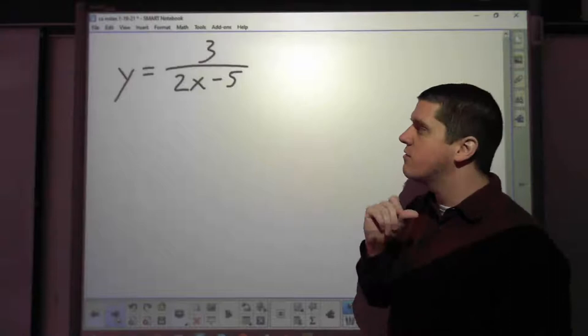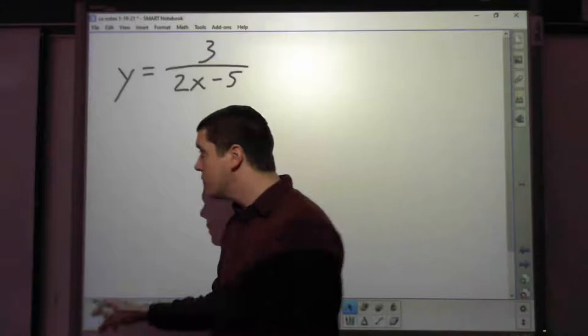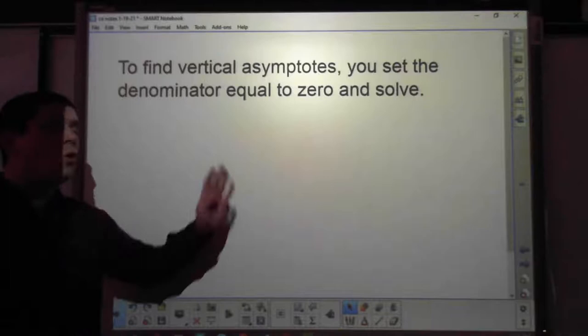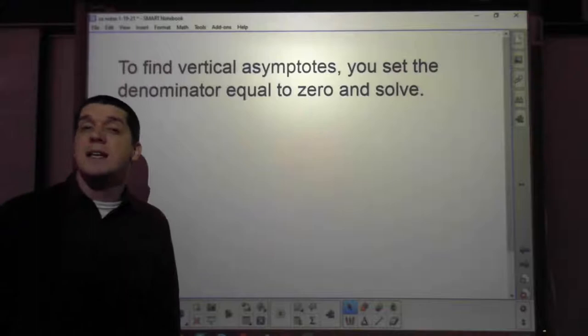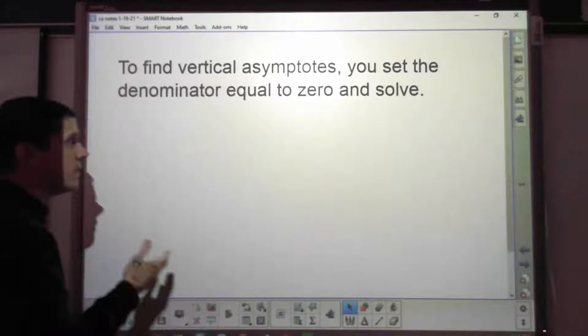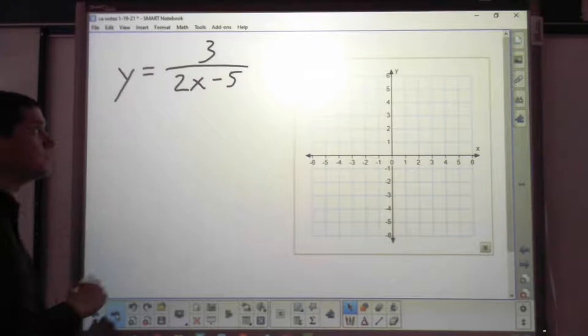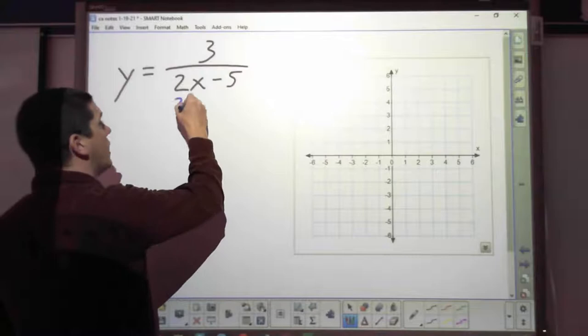The nice thing is there's a very simple way to help us find the vertical asymptote. All we simply need to do is set the denominator equal to 0 and solve. That's it. That's all you have to do. 100% easiest thing in the world. Simply take that denominator and set it equal to 0. So when I look at this, I got 2x minus 5. So I can just take that 2x minus 5 and set that equal to 0.